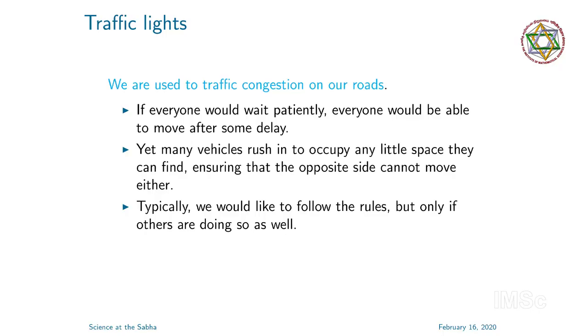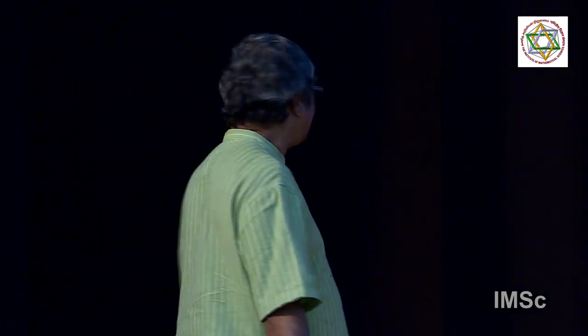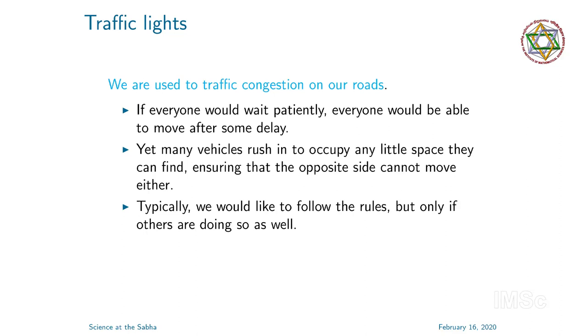So what is going on here is that typically we would like to follow the rules, but only if others are doing so as well. Now, there is some rationale when you act individually, and when you act in a crowd, and you would like to follow rules, but how am I going to ensure that everybody is following the rule? Now, there is a very important rationale which we hear all the time. Why are you doing this? Everybody does it. If everybody does it, so can I.